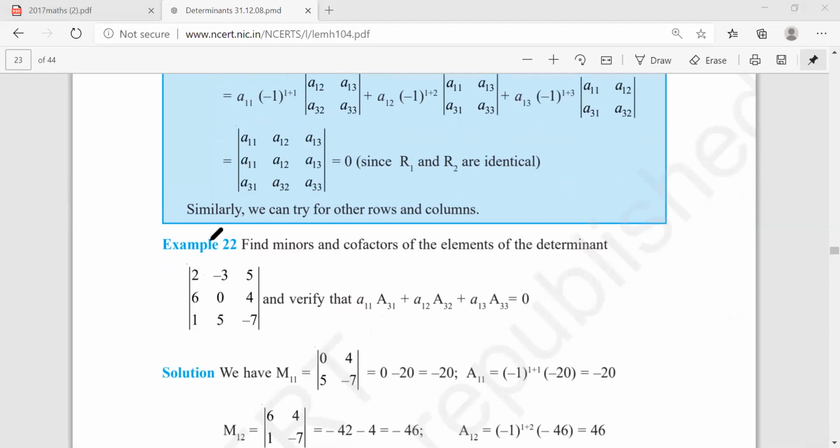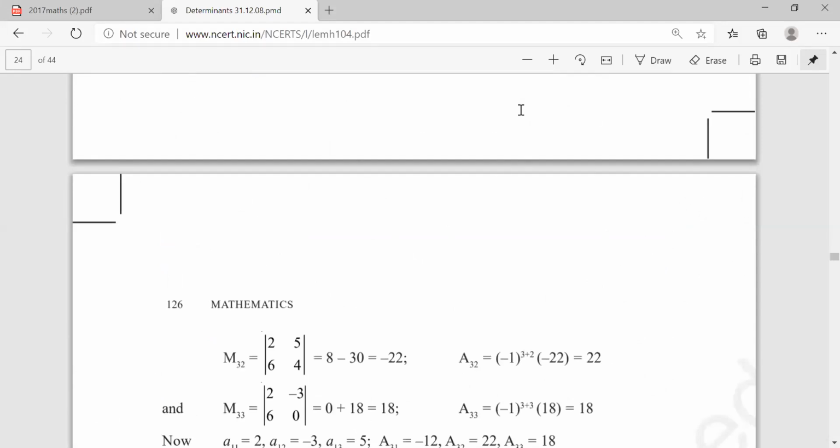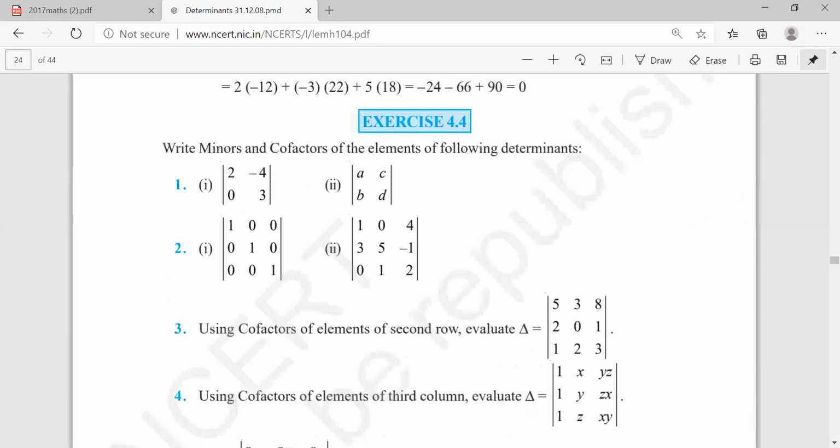Any more doubts to anyone regarding this? Ria, I didn't get any reply from you. Ria, do you know about this particular thing? Minor and cofactor, do you remember? Yeah, perfect. Then do the first two questions and let me know the answer. Take your textbook and do the first two questions. Hi, Vidit. Please do the first two questions of minors and cofactors in exercise 4.4.